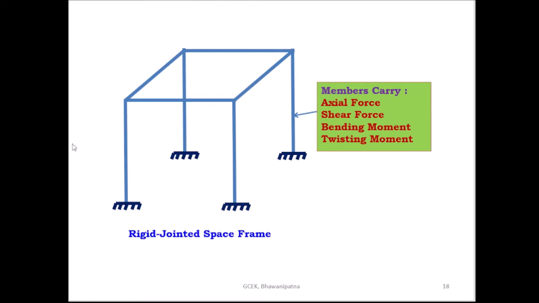This is the example of a rigid jointed space frame. So here these are the supports, fixed supports, and these are the vertical members, and these are the horizontal members, and these are the rigid joints. So here the members carry axial force, shear force, bending moment and twisting moment.